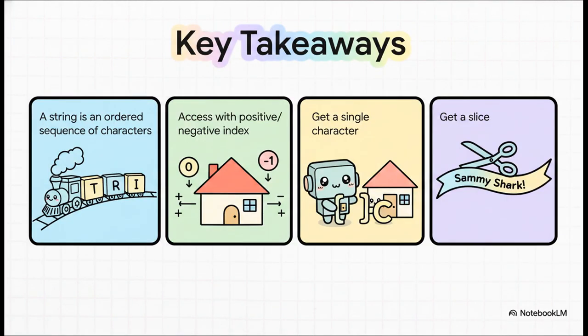So let's do a super quick recap. A string is just an ordered sequence, right? Like houses on a street. Every single character has an address or index. Positive numbers start from 0 at the beginning. Negative numbers start from -1 at the end. Use square brackets to get a single character and add a colon inside to grab a whole slice.